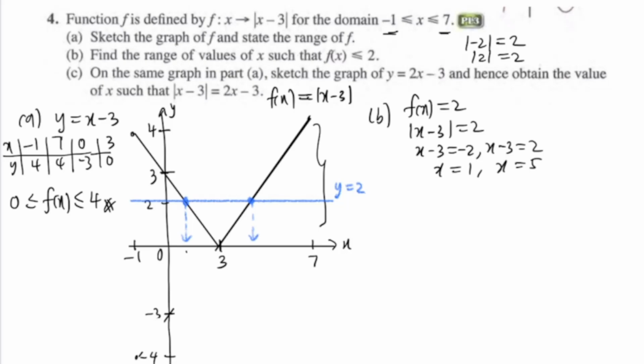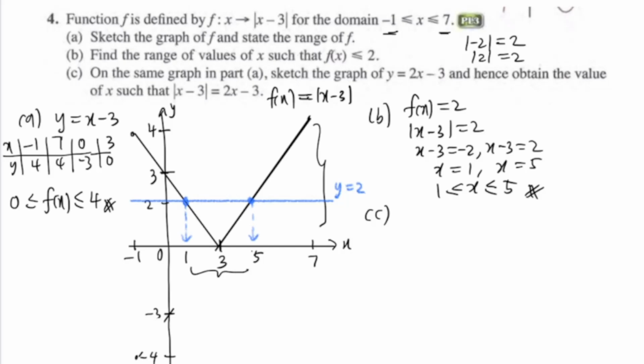So you can see the answer we got here matches my diagram. It's between 1 and 5. So what is the range of values of x? Well, this is my range of values of x. We say x is between 1 and 5. We used the graph to figure it out.